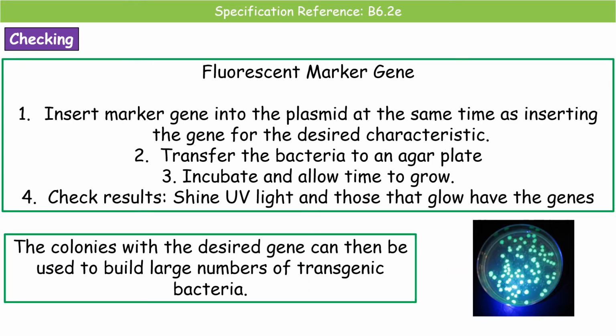Second option, the fluorescent marker gene. Again, we insert our marker at the same time as the gene for our desired characteristic, transfer the bacteria to an agar plate, incubate it, time to grow. This time though, what we do is we shine a UV light onto it, and any of those colonies that glow have the genes. If they don't glow, they don't have them. So all we then do is select those colonies with the glowing, and then we grow those in large numbers.